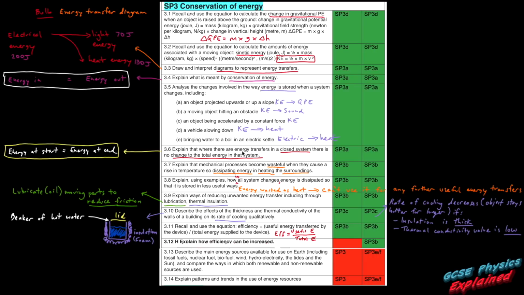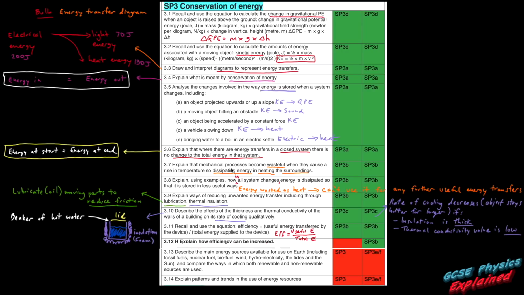Explain that where there are energy transfers in a closed system, there is no change to the total energy in that system. So it just means the energy at the start equals the energy at the end. A closed system is like being in a room where you can't get out. Nothing can get in, nothing can get out.